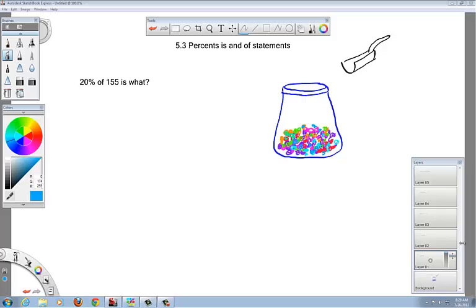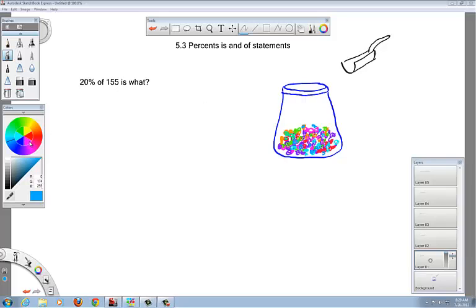And I've drawn a little picture here of a jar full of colored marbles and a scooper, and I'm going to use this example to illustrate all 5 of these examples so that you can have a real world example from these problems here. So in this case, first one, 20% of 155 is what? So if you had a scooper that could take out 20% of the marbles, and there was 155 marbles in here, how many would you take out? This is what this question is asking.